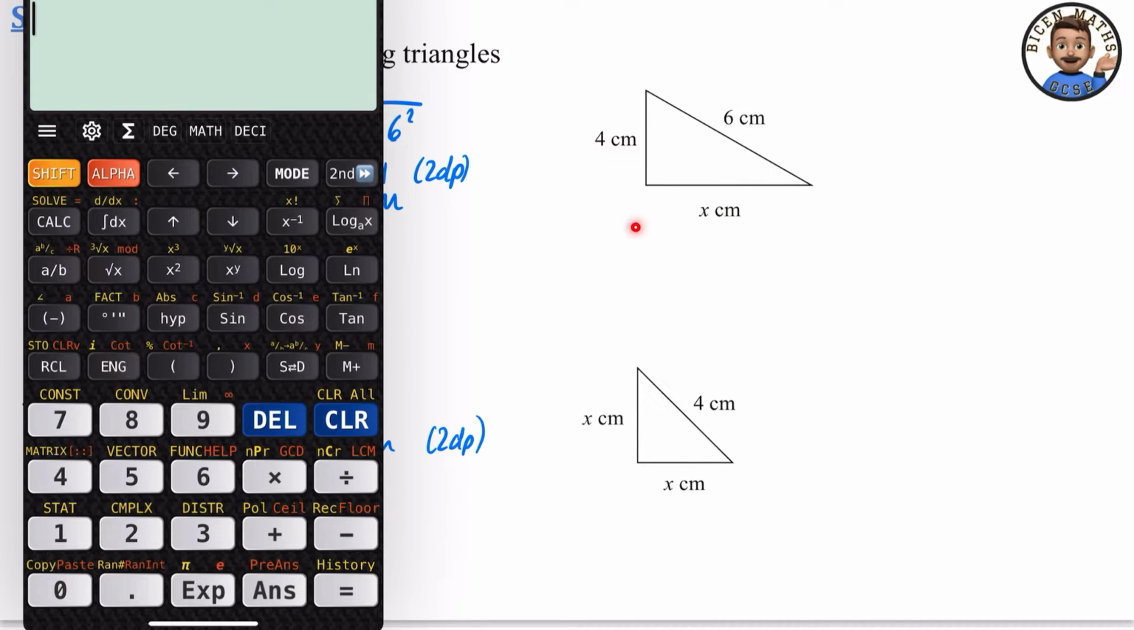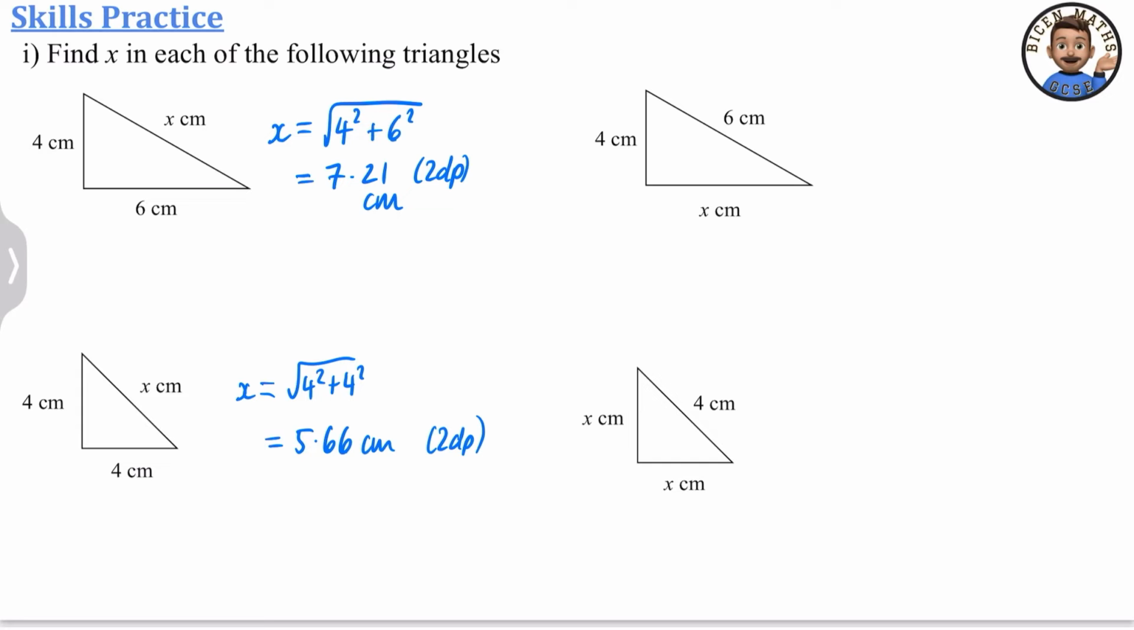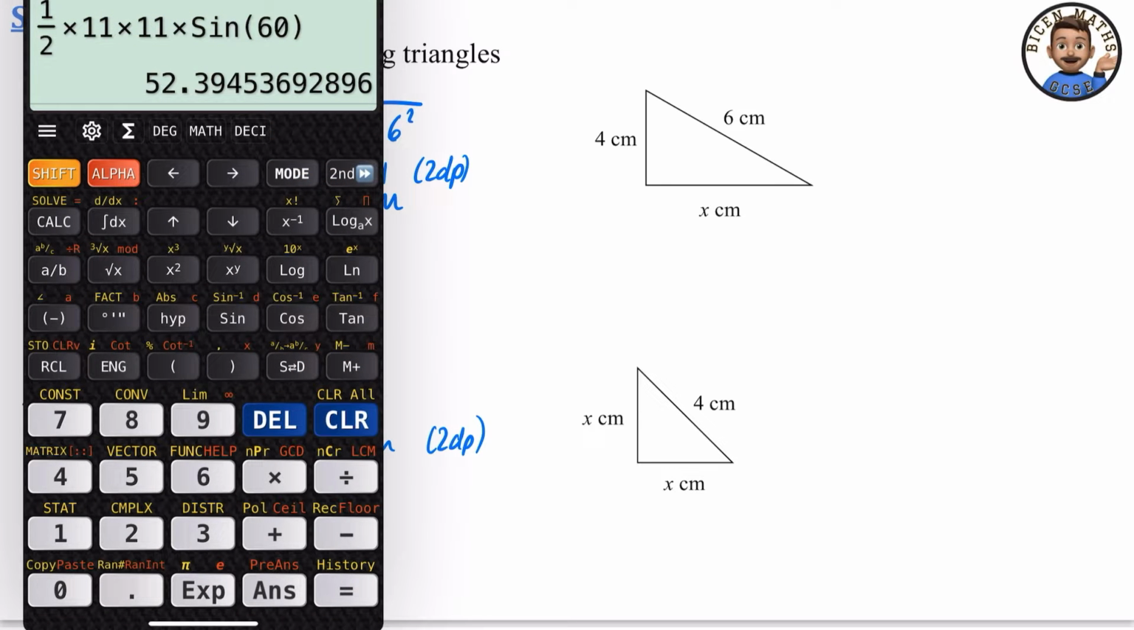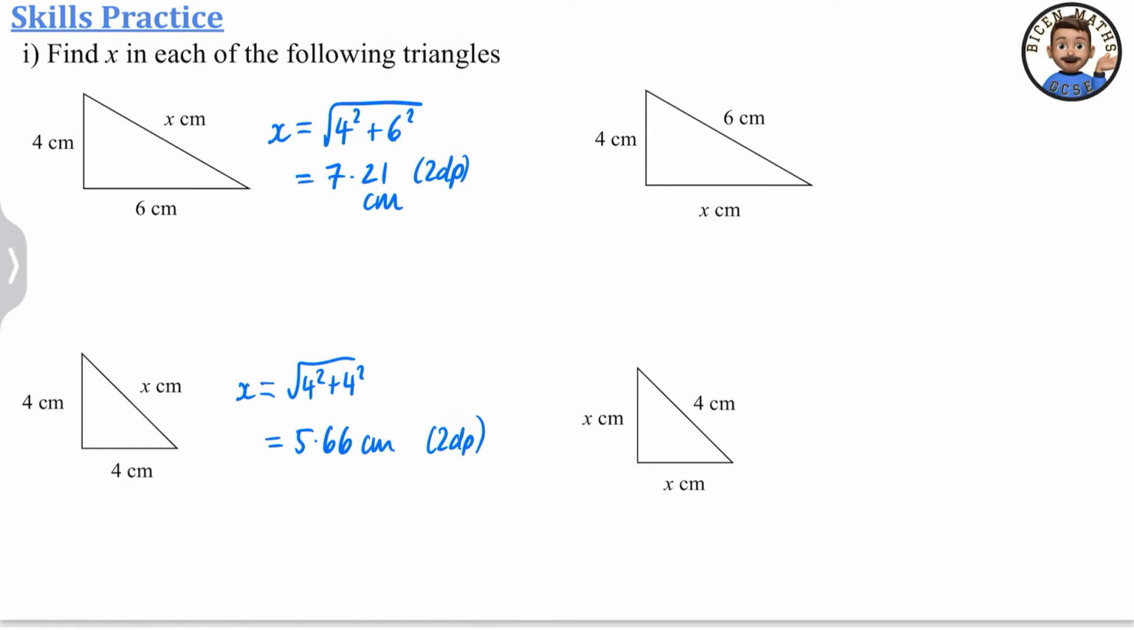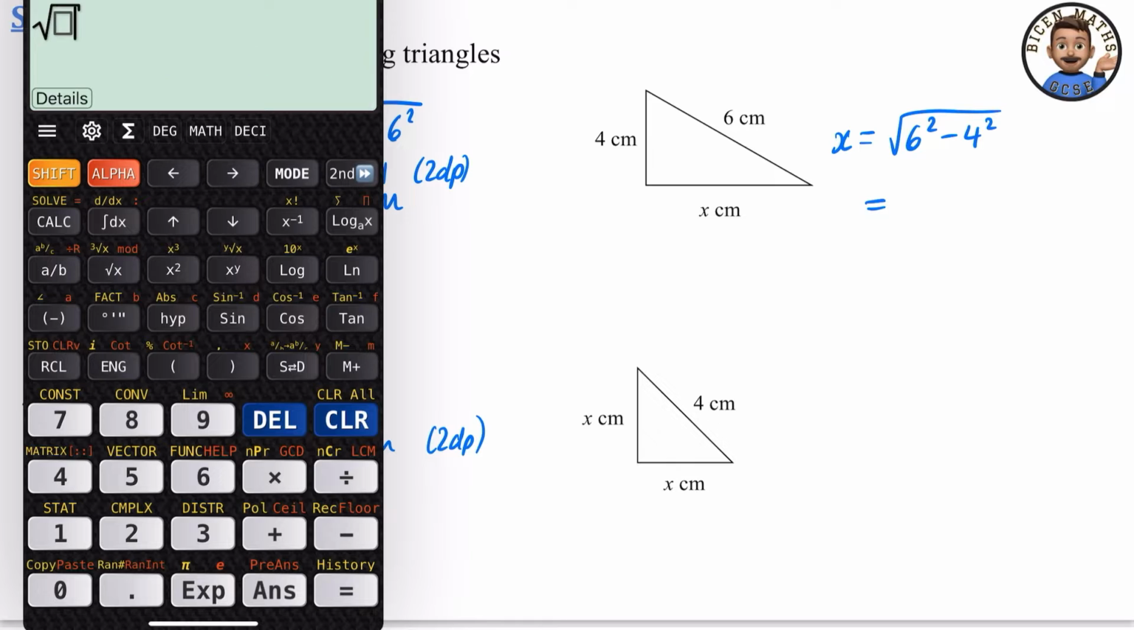The difference with this question is we're not looking for the hypotenuse, we're looking for a shorter side. So when we do the calculation, there's going to be a subtract sign rather than a plus sign in the middle. x is equal to the square root of the longest side, the hypotenuse squared, minus the shorter side squared, which is 4 squared. It looks similar to a previous calculation, but it's subtract instead. 6 squared minus 4 squared, square rooted, gives x as 4.47 centimetres, to 2 decimal places.